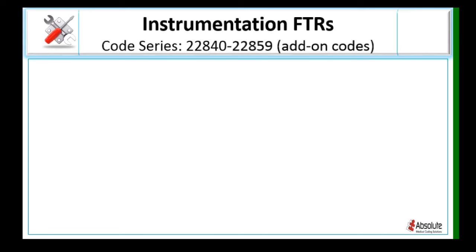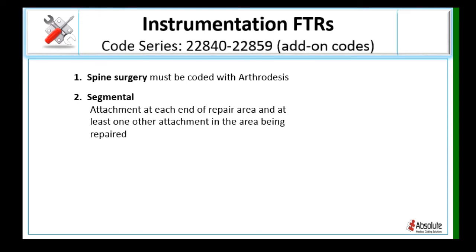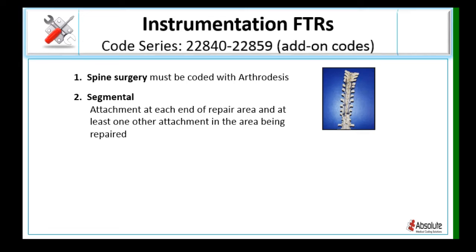Instrumentation also has FTRs on how to code it. So when you're coding for code series 22840 through 22859, most of these procedures are add-on codes, not all of the procedures, but most. And you need to know when you're coding instrumentation for spine surgery, you must code arthrodesis. So these instrumentations are coded with arthrodesis. Next, you're going to need to determine the type of instrumentation. Is it segmental? The attachments are at the end of the repair area, and at least one other attachment is in the area being repaired. So you can see that this is segmental because it has multiple attachments.